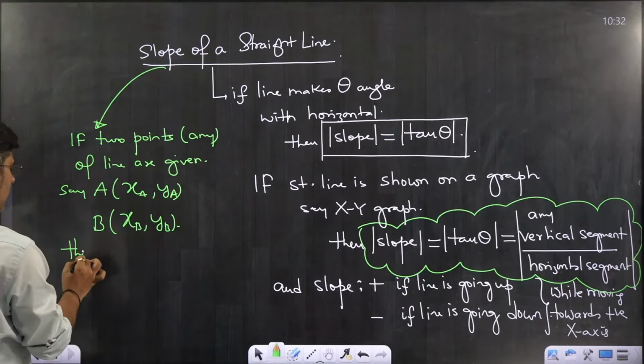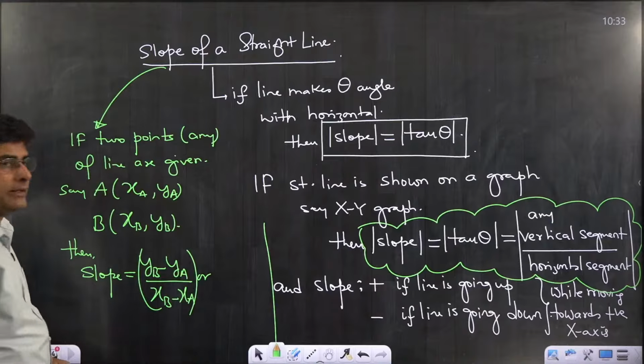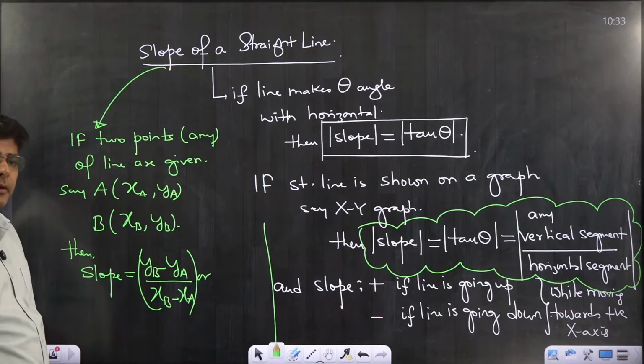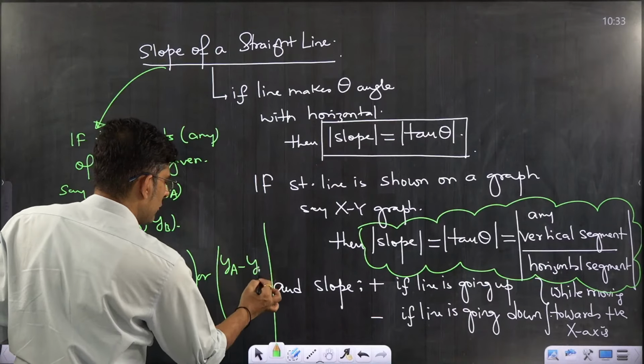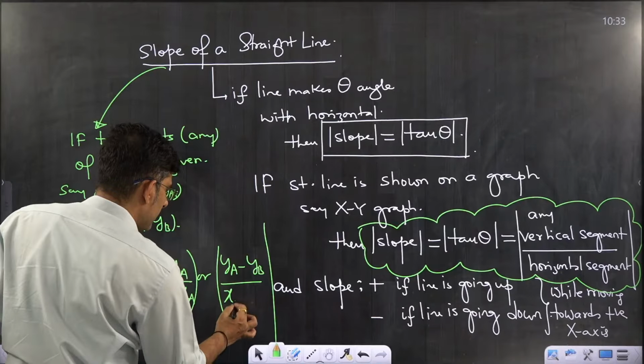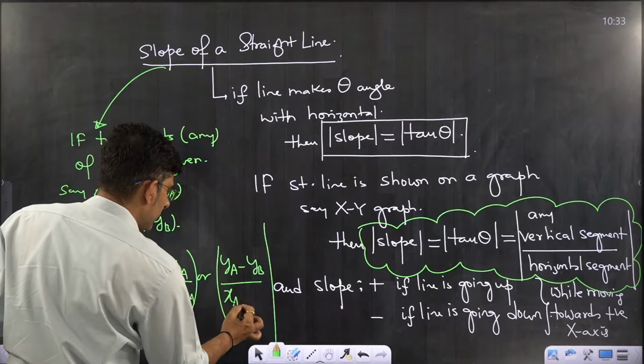Now some of you may suddenly say, sir, why are you writing yb minus ya? What if I take ya minus yb? You can take. Whatever you are taking in the numerator, accordingly only you will take in the denominator. In general, if you have 2 points given, this will also obey this rule. I will show you by example.